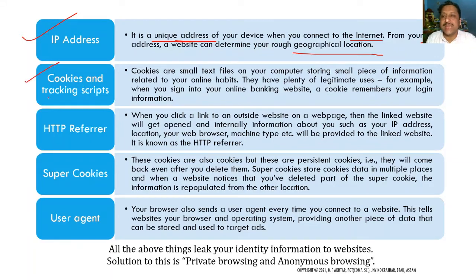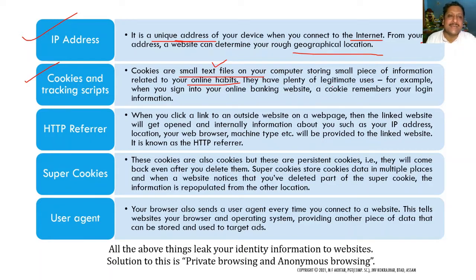Next are cookies and tracking scripts. What are these things? Cookies are small text files on your computer storing a small piece of information related to your online habits. Online habits mean which websites you have visited, which pages you have visited, and what your login ID is, not the password, the login ID. These things are saved in a text file for each and every website which stores cookies in your computer. So this information can be tracked by websites.